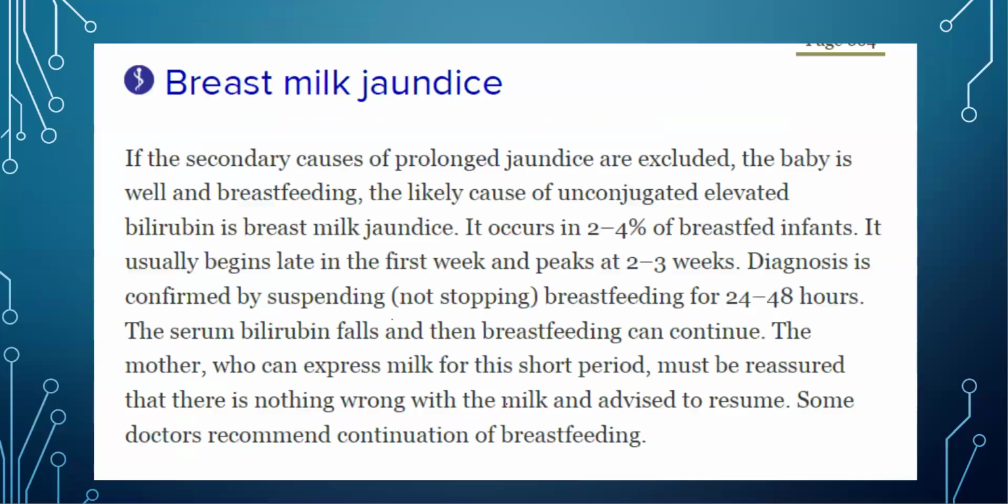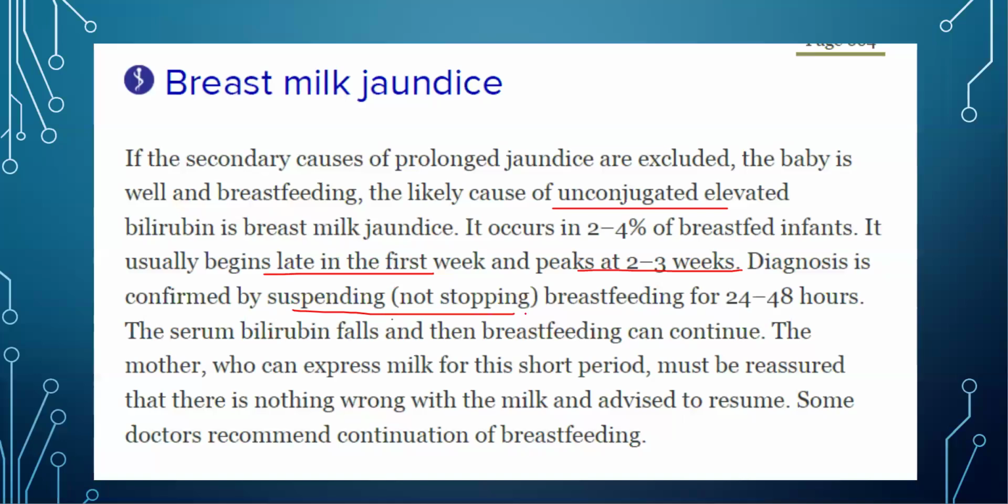Breast milk jaundice: if you remove all the causes of prolonged jaundice, then the only cause that is left is breast milk jaundice, and you will get unconjugated hyperbilirubinemia. It starts around the 4th day of life, so late in the first week, peaks at 3 to 4 weeks, and stays for 2 to 3 months.